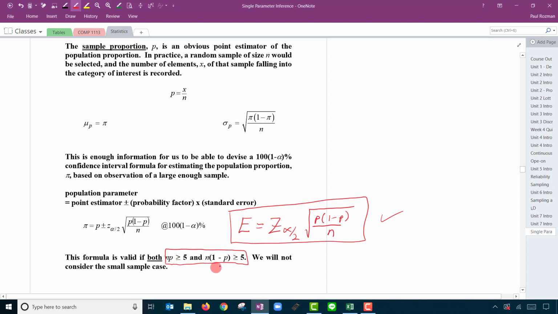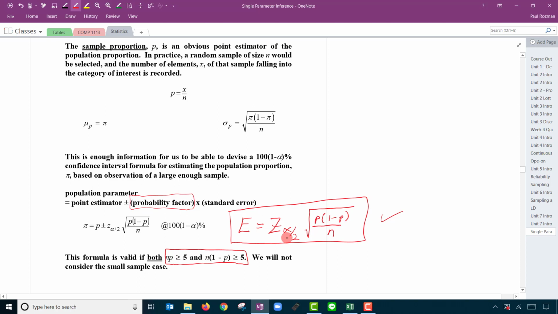Basically, this is allowing us to use this z distribution. Our probability factor would have to be a binomial distribution factor if we weren't meeting these conditions. But once we meet these conditions, our binomial distribution will be enough like a normal distribution that we can use a z distribution for our calculations. So it's pretty nice, pretty easy. We're really good with the z distribution.